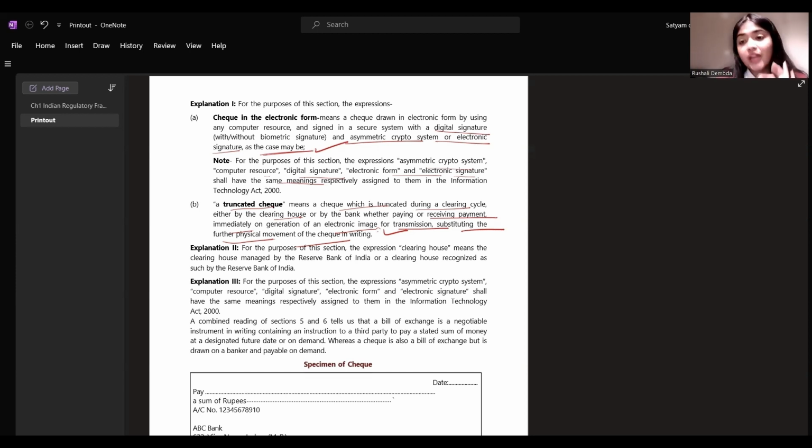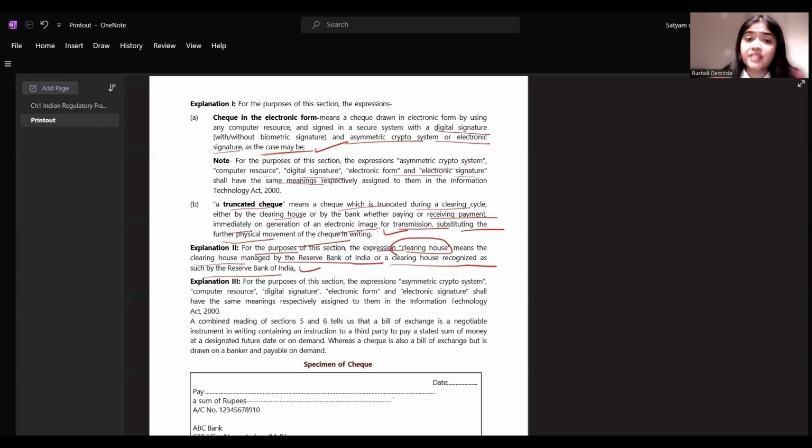If I issue a check of 10,000, I need to keep 10,000 in my bank account on the date of payment. If Mr. X says he is going for presentment on 25 February, then on 25th February, when he goes with the check to the bank for presentment, I should have this amount, 10,000 rupees, in my account. Okay, Explanation 2, let's see what they've given. For the purpose of this section, the expression clearing house means a clearing house managed by the Reserve Bank of India or a clearing house recognized as such by RBI.